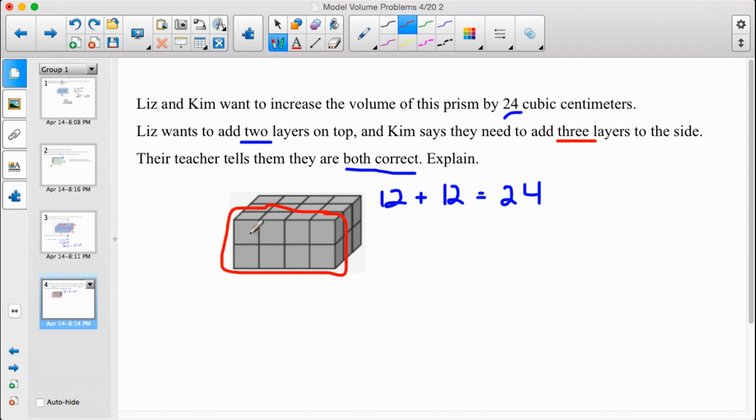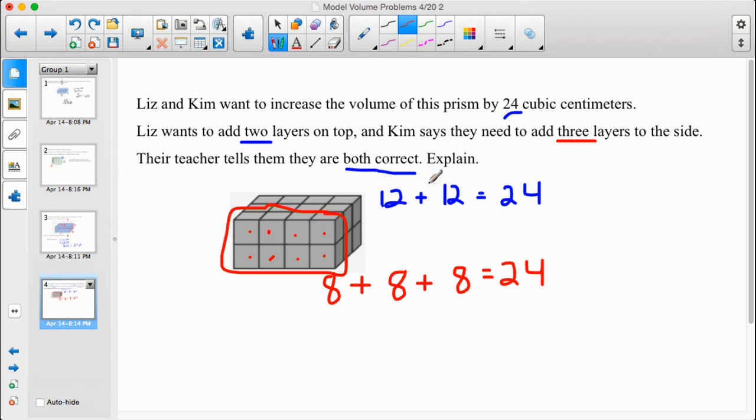So I'm going to look at this side, and I'm going to see how much is here. 1, 2, 3, 4, 5, 6, 7, 8. Okay, if I had 3 groups of 8, I know that if I added up 8 plus 8 plus 8, I could also do 3 groups of 8 as 3 times 8. Either way, I would get 24. So that's the side that Kim must be talking about, and the teacher is right.